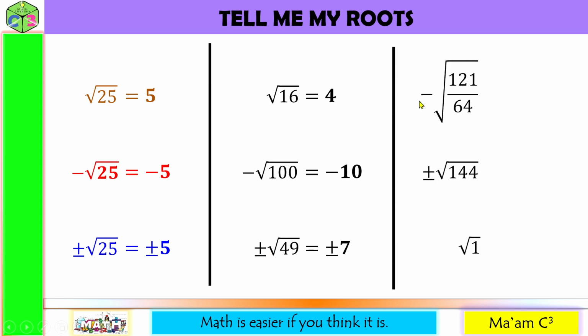Some more. This time we have negative square root of 121 over 64. The square root of 121 is 11. The square root of 64 is 8. Here is a negative sign in front of the radical symbol, so the answer is negative 11 over 8. Here, the square root of 144 is 12, so we have positive and negative 12. And this one, you are simply asked to give the positive or the principal root of the square root of 1, and that would be positive 1.